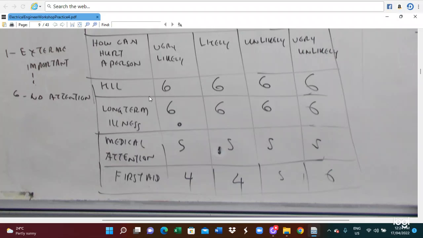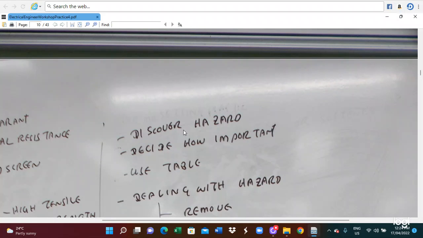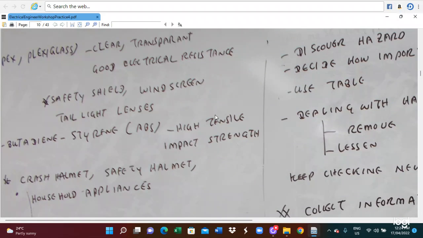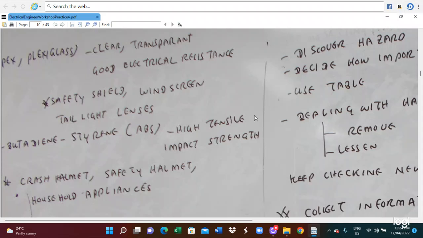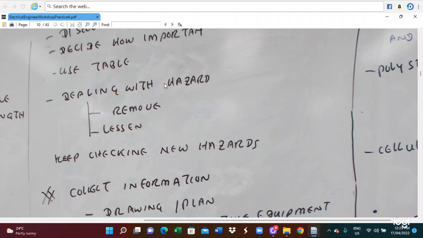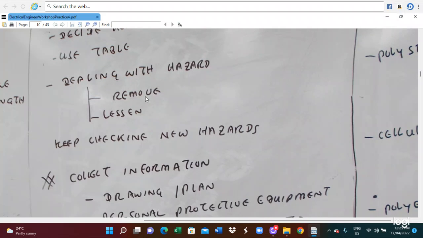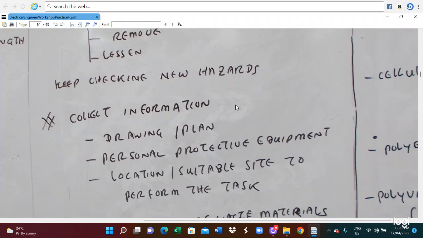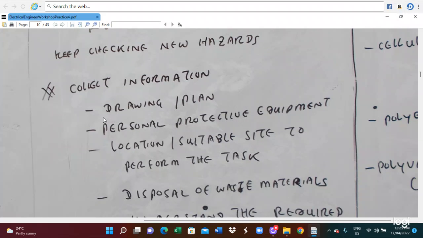Then you have to assign the factor, 1, 2, 3, 4, 5, 6, by doing the risk assessment. That is why we have to discover the hazard and describe it, so this table is important. In dealing with hazards, the best thing is to remove them and lessen the risk. Keep checking for new hazards. You need to collect the information.